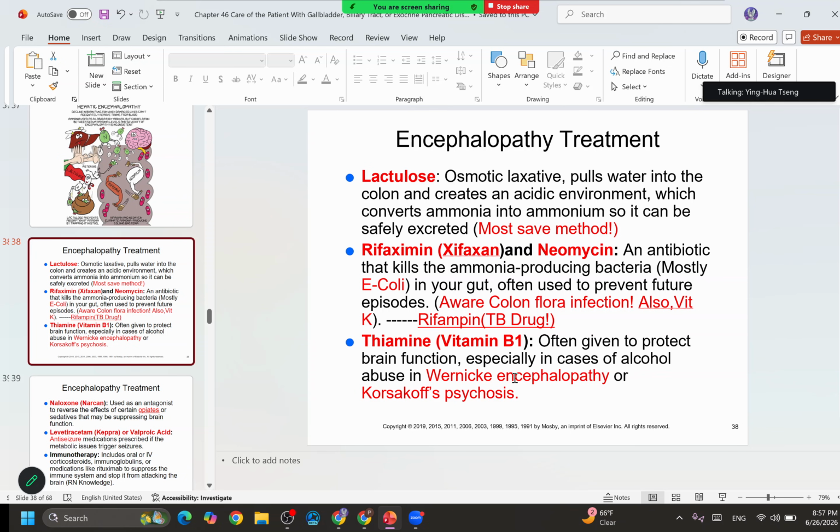We need to prevent Wernicke encephalopathy. But the second one, Korsakoff psychosis, we know it, because if we don't treat the acute syndrome very well, it will become chronic. Korsakoff is the chronic alcohol withdrawal syndrome, a chronic brain damage. So we don't want this to happen. Wernicke is the acute one, and Korsakoff is the chronic one. This is the reason we need to give vitamin B1: to prevent further damage.